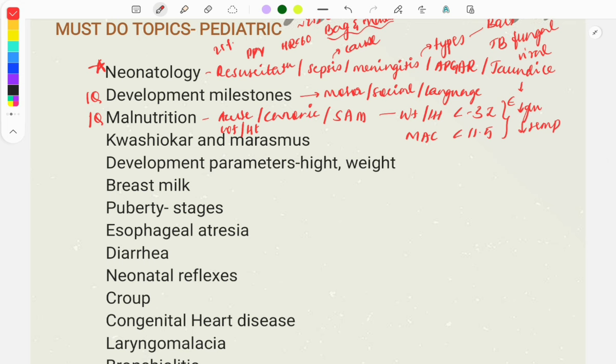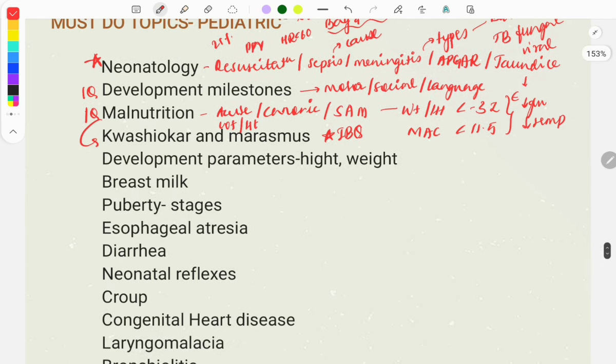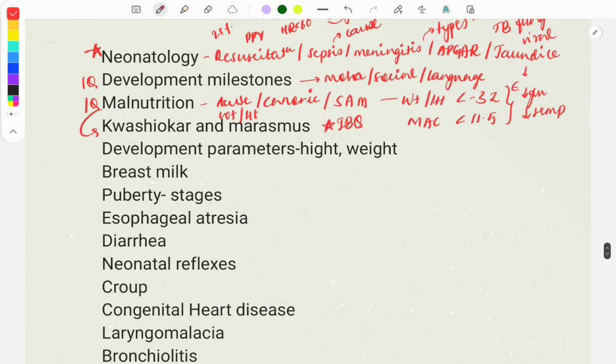Another very important topic related to malnutrition is kwashiorkor and marasmus. So image based questions are asked frequently in the exam. So you need to know the differentiating features between kwashiorkor and marasmus. In kwashiorkor, there will be protein deficiency, exclusively due to the deficiency of protein, and the classical finding seen with this is edema. Okay, so the patient will have edema, whereas in marasmus the patient will be thin.